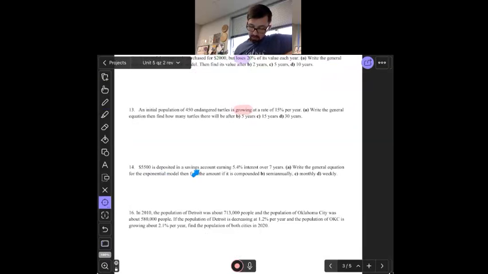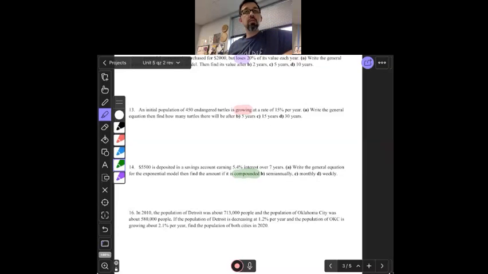$5,500 is deposited in a savings account, earning 5.4 interest over 7 years. Write a general equation, exponential final. Oh, there's that compounded word. It took me a while to find it, but there it was. How do I know which formula to use? So make sure you're looking through those for that word, right? Where is it? And letting you know that.